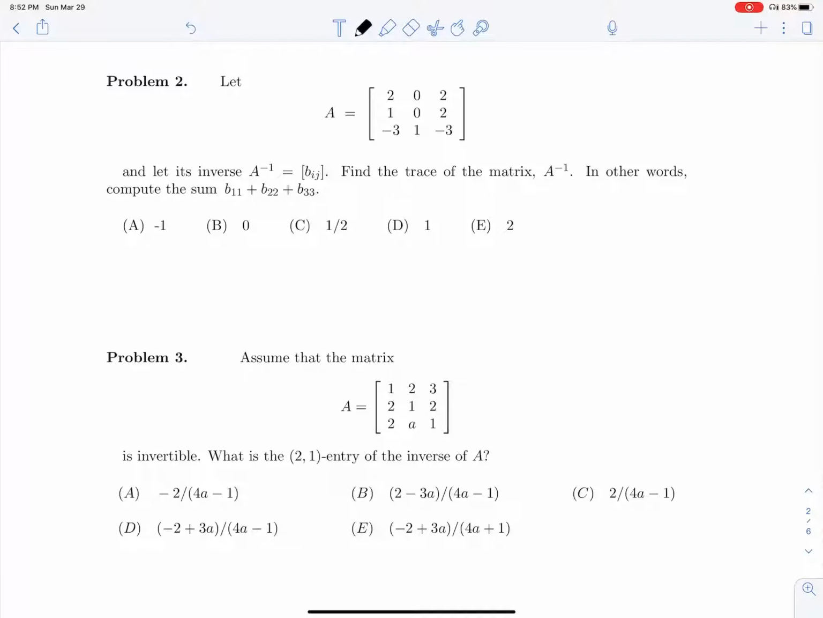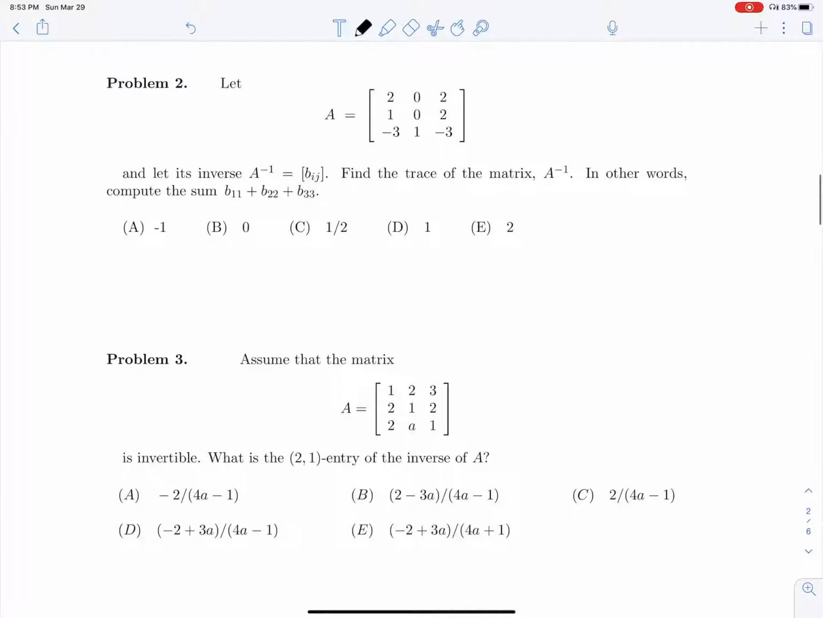Problem 2, we're given A here, and we're told to find the trace of the matrix, which is the sum of the main diagonal terms of A inverse. So to get started here, we're going to need to find the determinant of A to find A inverse. I'm just going to do it the lazy way. We're going to do the cofactor expansion. So this top row, I know we could use this middle column and do one fewer step, but I'm going to do it this way.